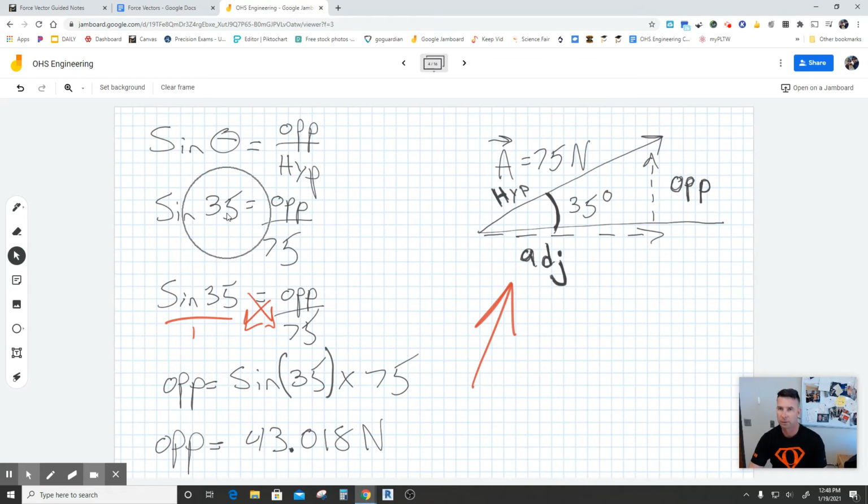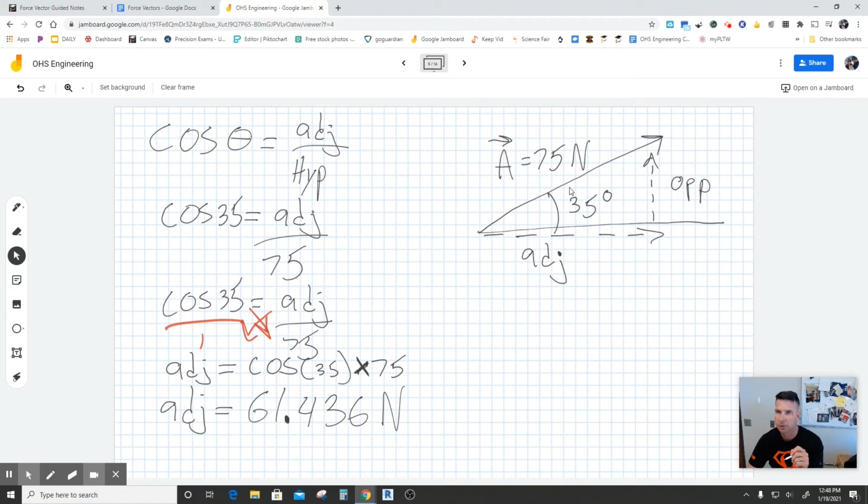Here's my angle of 35 degrees. I don't know my opposite side, but I know my hypotenuse is 75. And we can pretend sine 35 is divided by 1, and that kind of helps us see that we can cross multiply. So opposite times 1 is opposite, and then sine 35 times 75, you should get 43.018. Please make sure you're doing this in your calculator, not just copying my answers, because you're going to have some practice coming up.